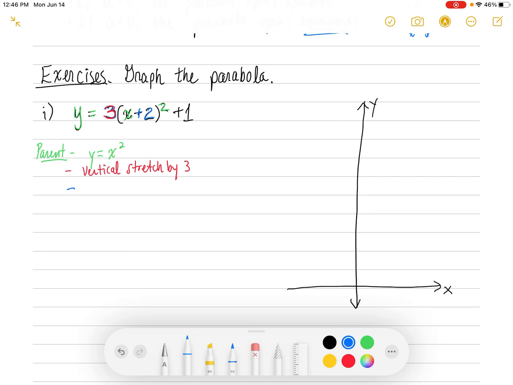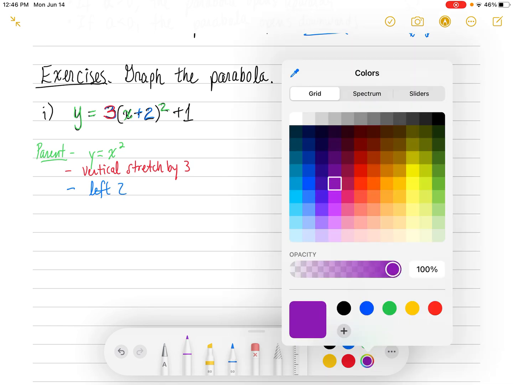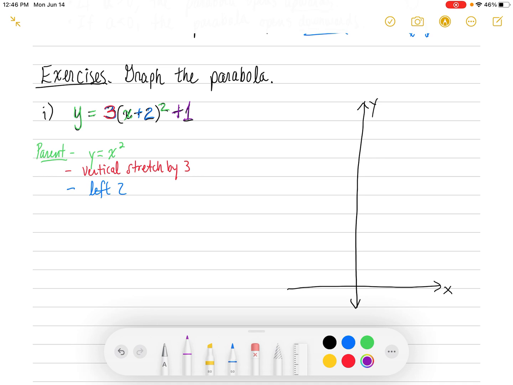So then you go to your next transformation when you have a plus 2 inside of the house. Inside of the house is a horizontal motion, since it's a plus 2. Inside of the house is the opposite of the sign, so you're going to move left 2 rather than right 2. So left 2.